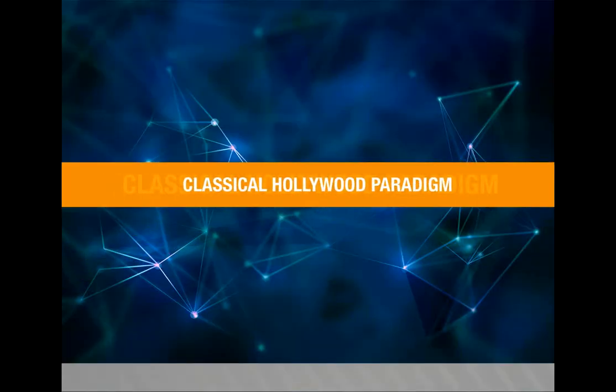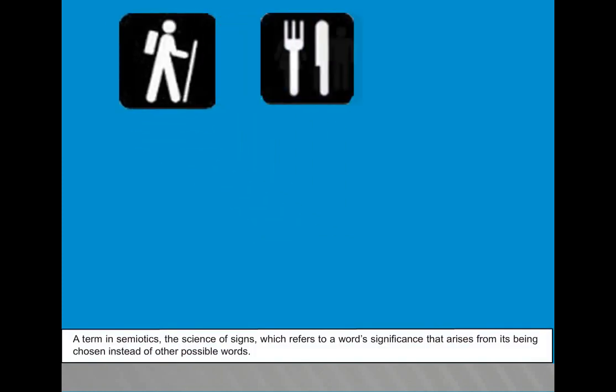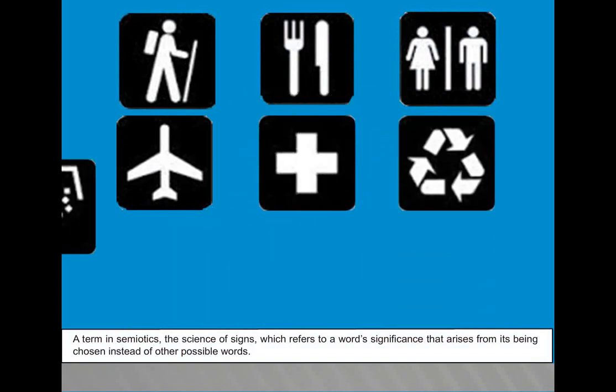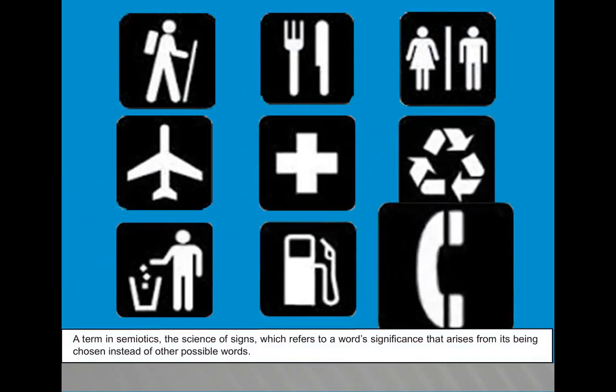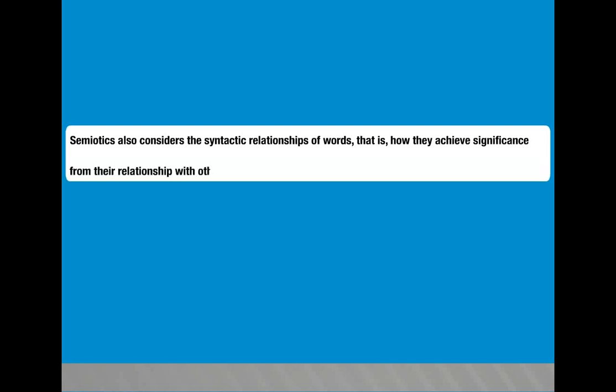Classical Hollywood paradigm. In this video, we are going to see about classical Hollywood paradigm. A paradigm is a term in semiotics, the science of signs, which refers to a word's significance that arises from its being chosen instead of other possible words. Semiotics also considers the syntactic relationships of words, that is how they achieve significance from their relationship with other words.